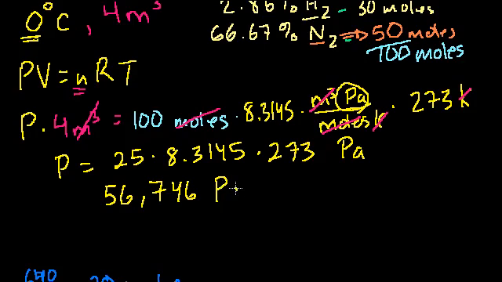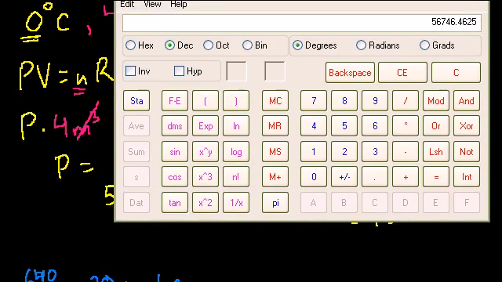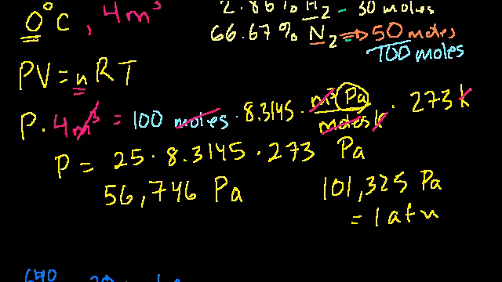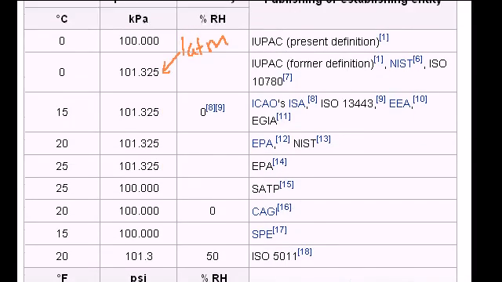56,746 pascals. And that might seem like a crazy number, but the pascal is actually a very small amount of pressure. It actually turns out that 101,325 pascals, or 101,300, is equal to 1 atmosphere. So if we want to figure out how many atmospheres this is, we could just divide that by that large number. I think that's right. Let me look it up on this table. Is it 101? Yep, 101,325.